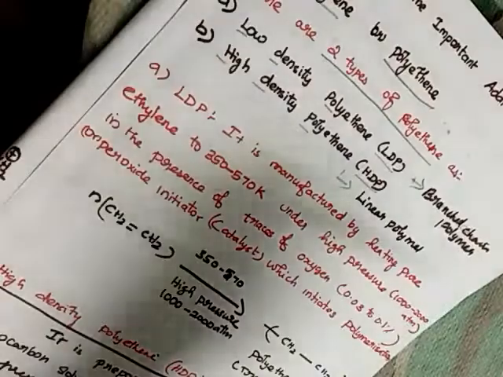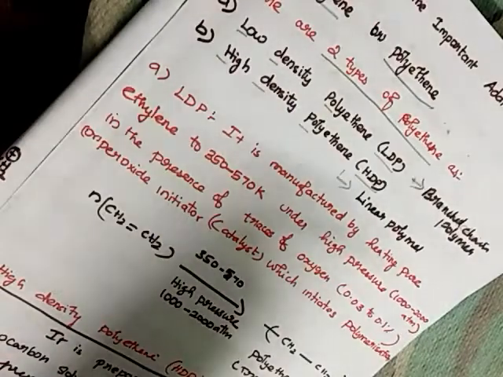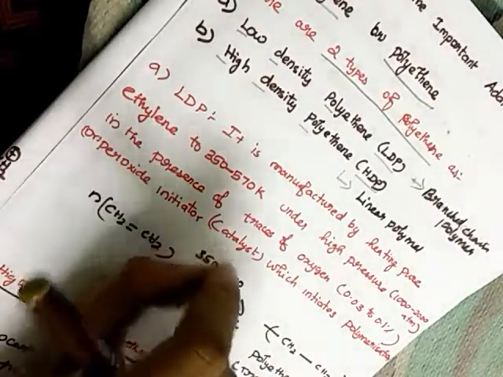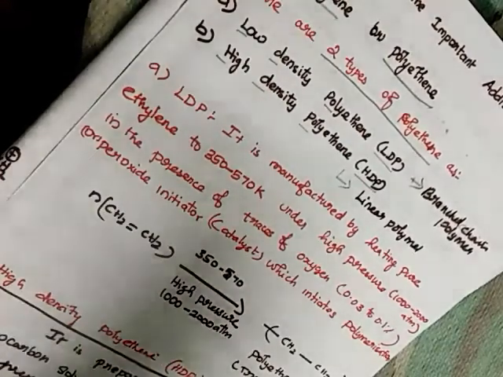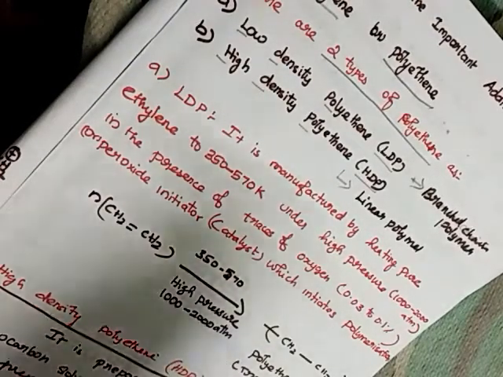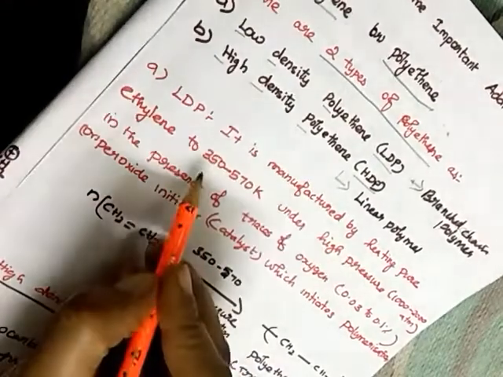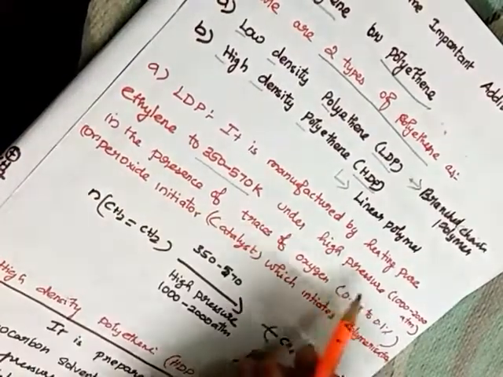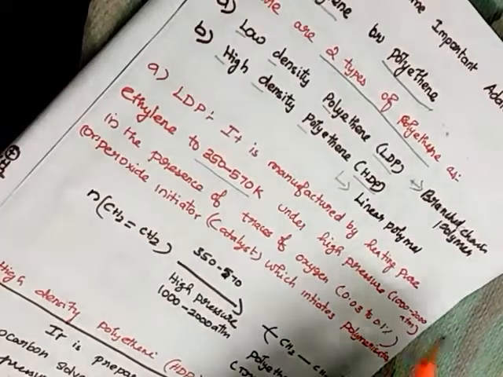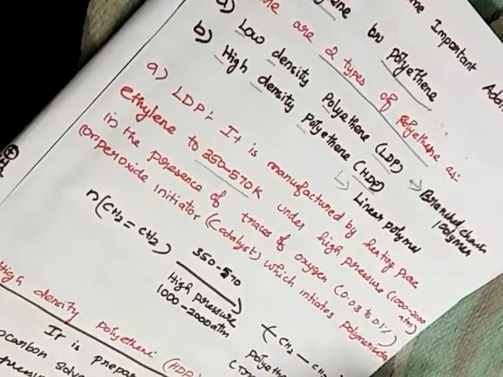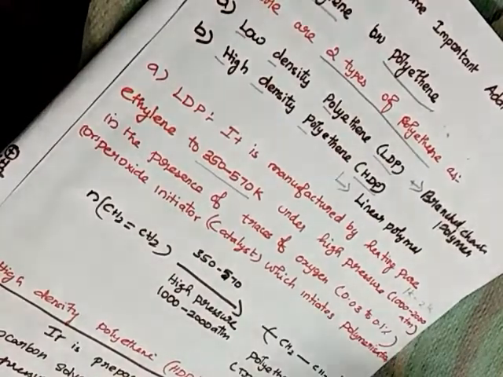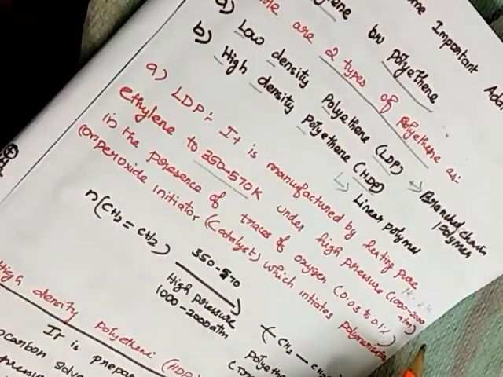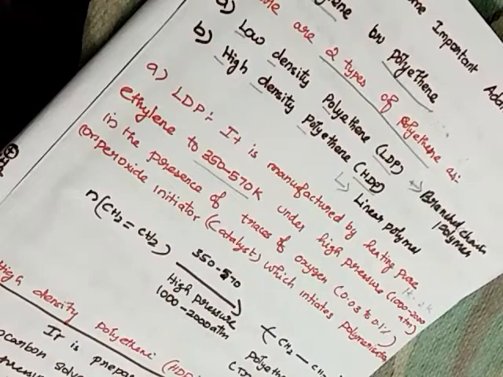When we want to prepare low density polythene, it is manufactured by heating pure ethylene to 350 to 570 Kelvin under higher pressure. Higher pressure in the sense 1000 to 2000 atm, otherwise called 1K to 2K. 1K is equal to 1000 atmosphere, 2K is equal to 2000 atmosphere.